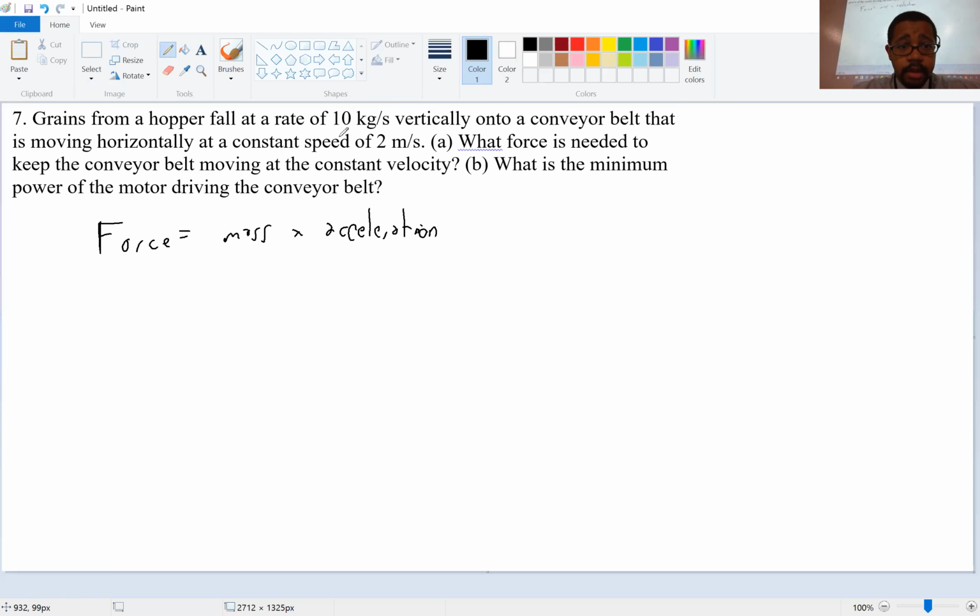Okay, let's see. So we want constant velocity, so we've got a constant velocity. We need a force. What is acceleration? No. It is mass times acceleration, and acceleration is velocity over time.